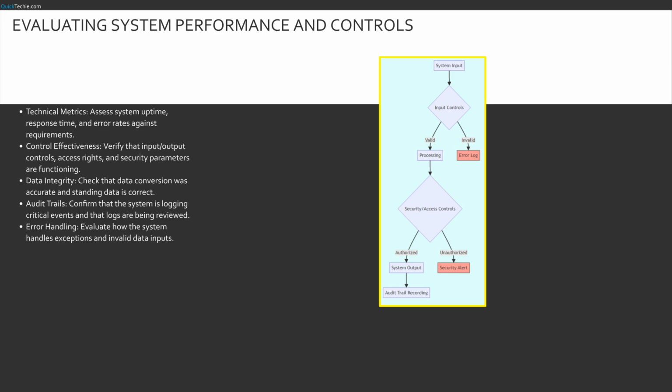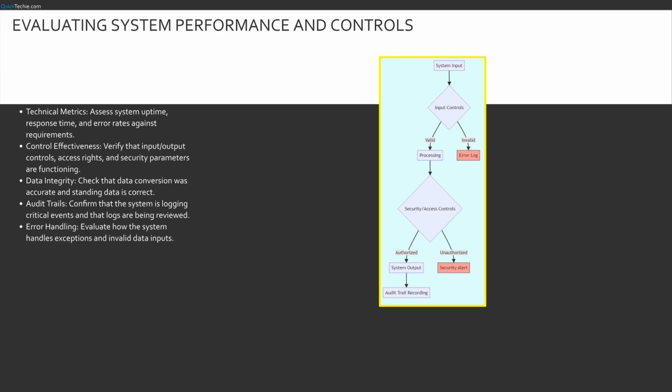The PIR verifies that the internal controls designed in Phase 3 and built in Phase 4 are actually protecting the organization in Phase 6. This flow demonstrates the control assessment path. Data enters the system. We check input controls. If invalid, it must go to an error log, red box.